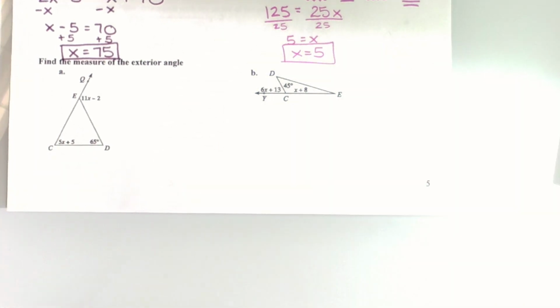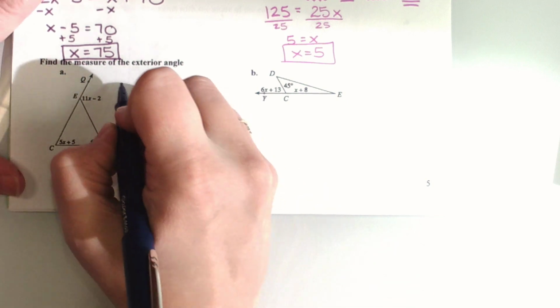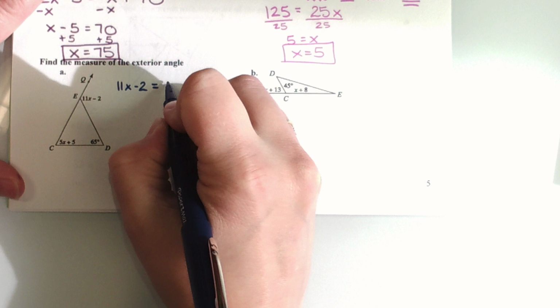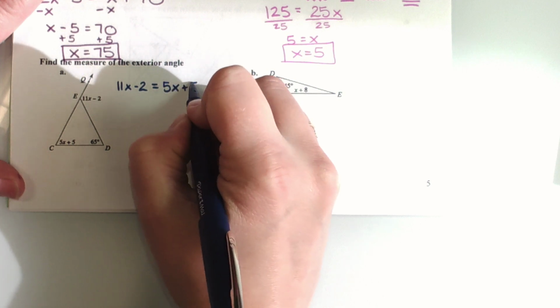So, find the measure of the exterior angle. To find the measure of the exterior angle, I first got to find x, which means I need to write my equation. Adrian, what does the equation look like here? 11x minus 2 equals 5x plus 5 plus 65. Good.